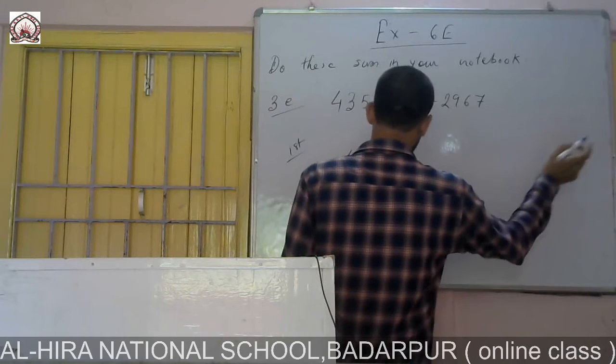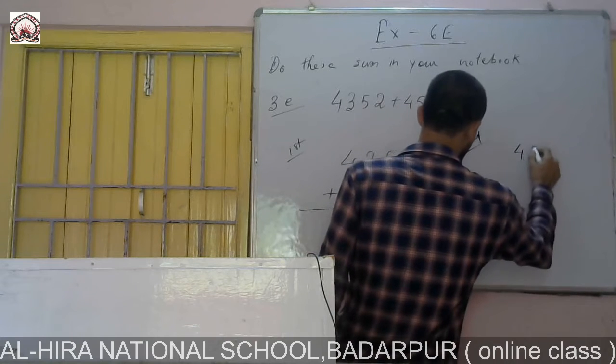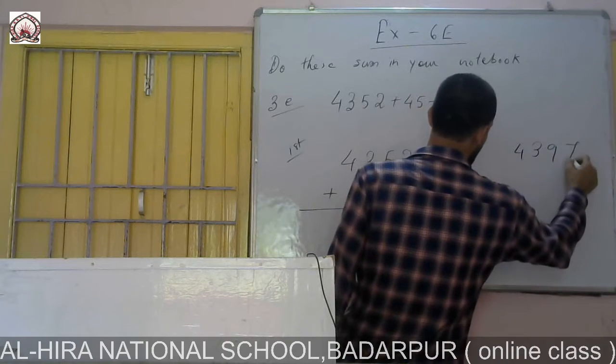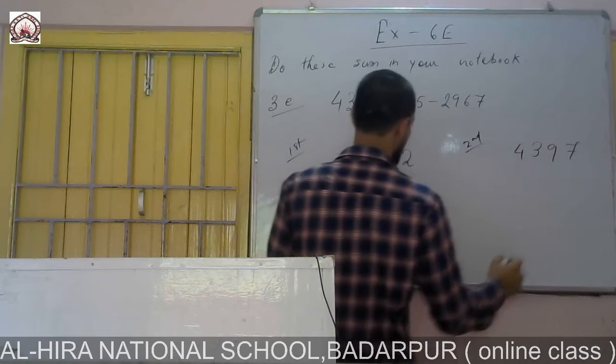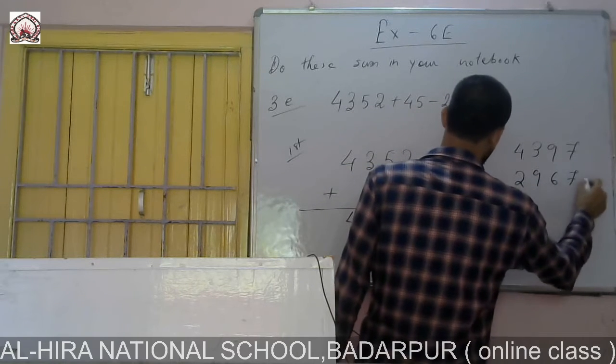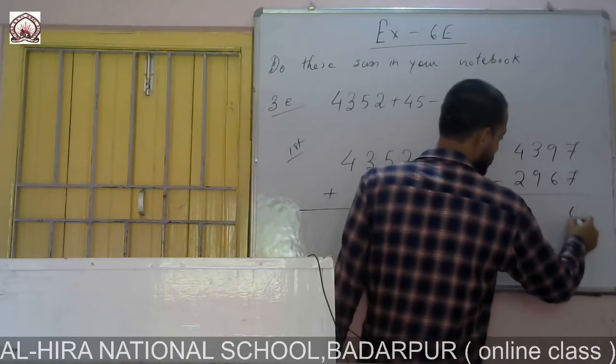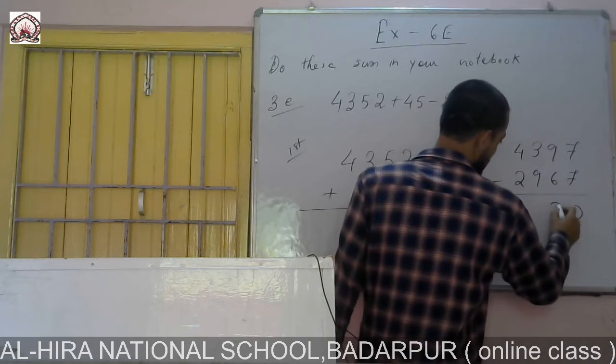2967. So you write here the second part, that is 4397 minus 2967. So 7 minus 7 equals to what? 0. 9 minus 6 equals to what? 3.